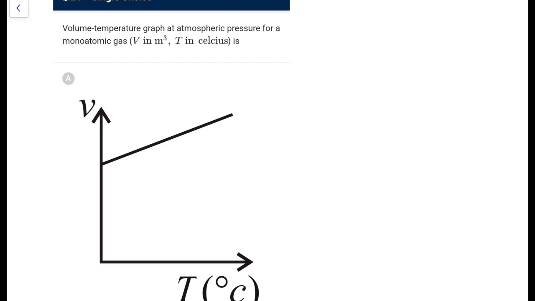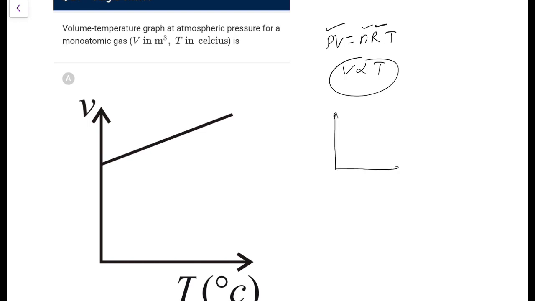VT graph at atmospheric pressure for a monoatomic gas. Okay, for a monoatomic gas we know PV equals nRT. So at atmospheric pressure, that means pressure is fixed, moles are fixed, R is fixed. So volume is proportional to temperature, and here it is in Celsius. Ideally it should be like this, V versus T in Kelvin. So volume will become 0 when temperature is 0 Kelvin, or you can say minus 273 degrees Celsius. So it would be a straight line like this.